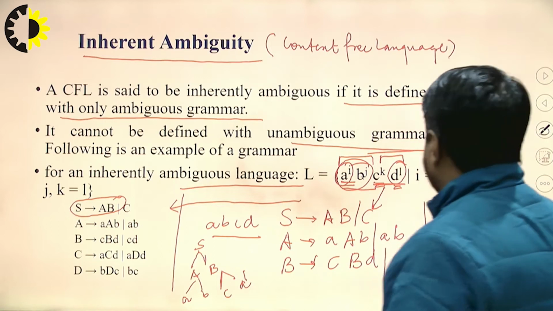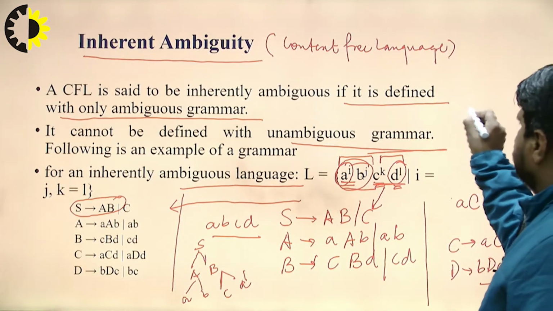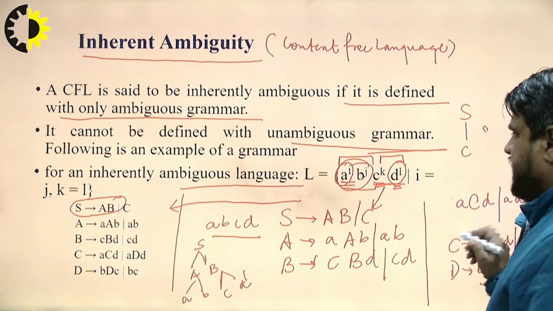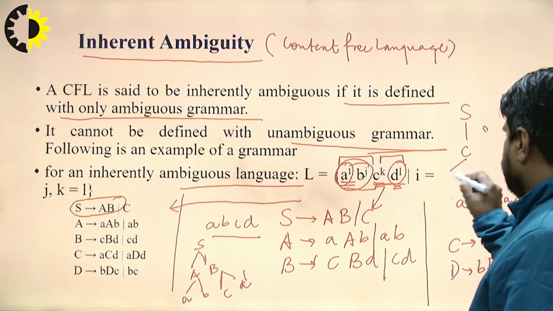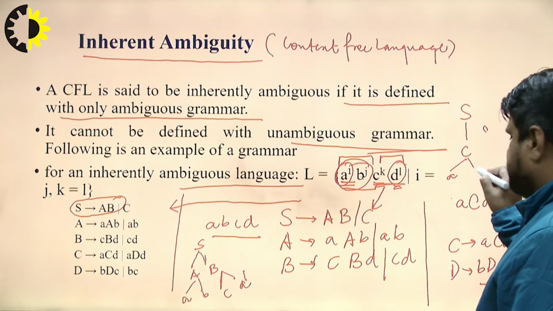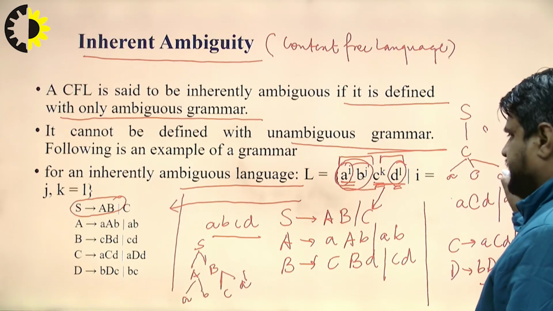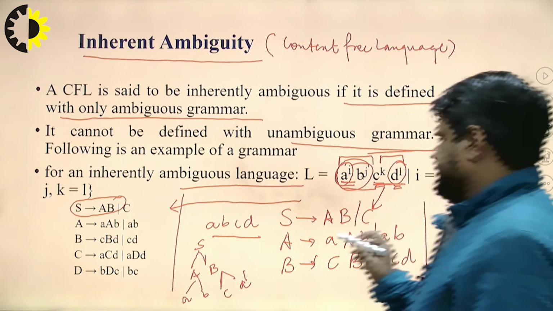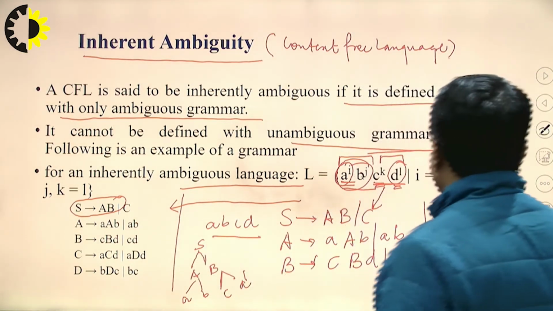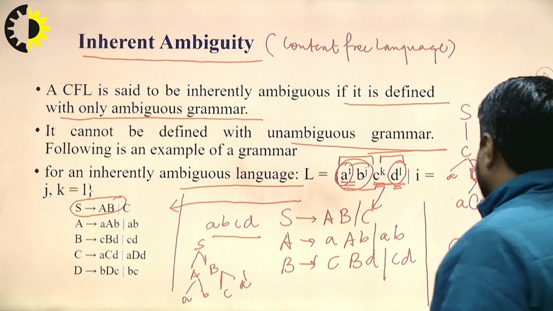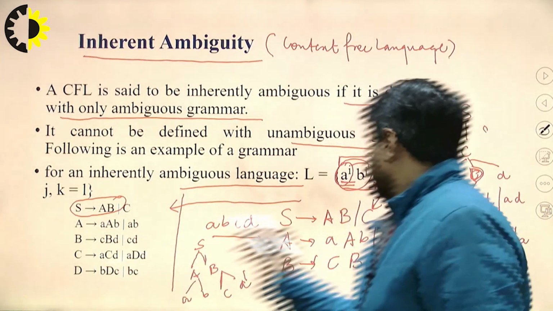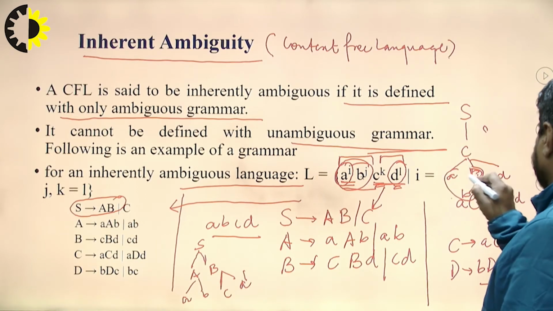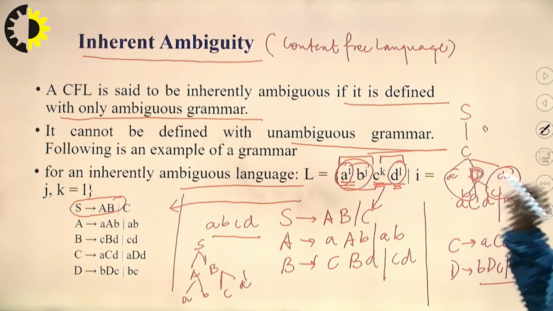You can also generate it by the another option, S tends to C, right? And C will generate A, C, D. After that, you will write down C will be A, D, D. After that, you will take D production, B, C. So it is B and C. You can see A, B, C, D get generated by this.